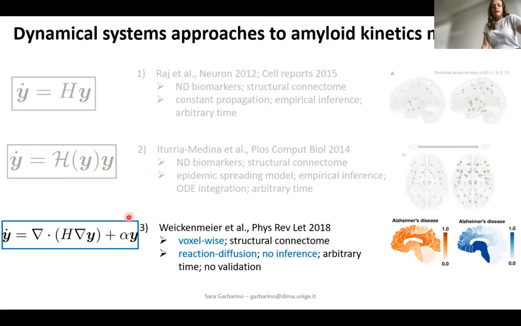region-wise as before. This is a reaction-diffusion equation. The idea is that we have a diffusion term here, again linear, and then we have a reaction term. It's simplified, of course. But the reaction term works as a kind of deceleration factor. So this protein accumulates over time, but then it reaches a certain threshold, which needs to be estimated by the model, and it slows down and goes to a plateau, which is more realistic because the brain doesn't accumulate amyloid indefinitely over time. Very interesting model, applied voxel-wise. Still, in the paper there was no inference scheme proposed, no real data validation, and the paper doesn't provide any of these types of inference techniques.